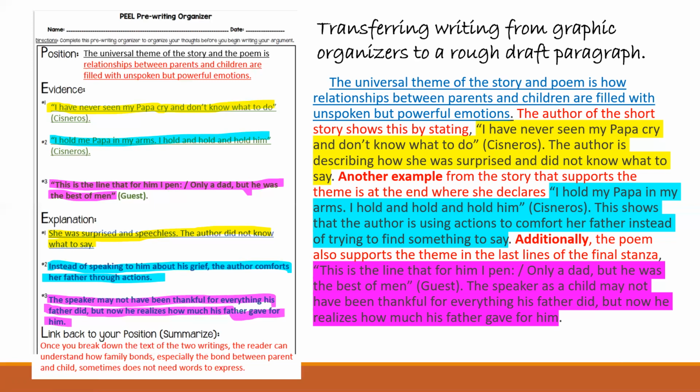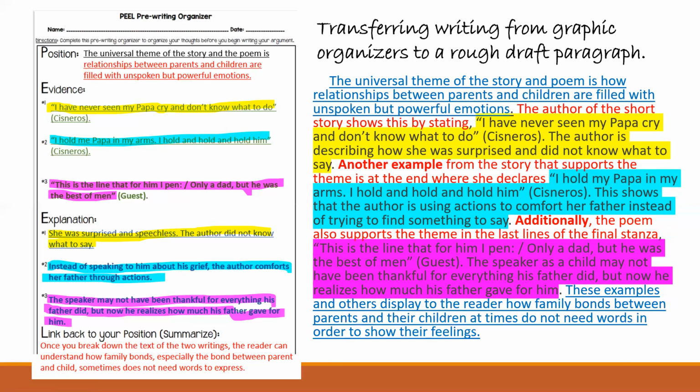All right. So finally, last but certainly not least, we have our link back, our conclusion sentence. We have to wrap it all up. So we have something here. Now this is really, really different from what I originally put on the graphic organizer. The graphic organizer one seemed a little bit too wordy for me. There was too much there.